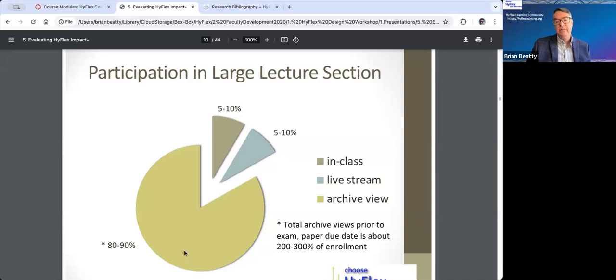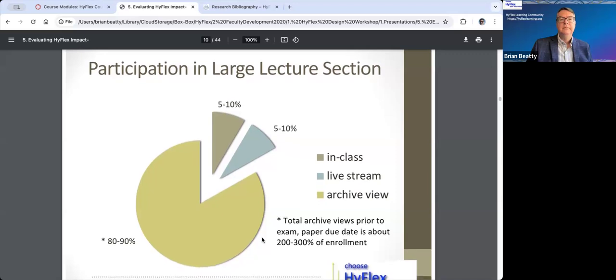And they might watch a live stream. They'll probably watch an archive view or a recording view. And then about 5% would be in class. And so even though we had, I think it was like a 170 classroom, which means HyFlex will support a very large section too, not just smaller sections.